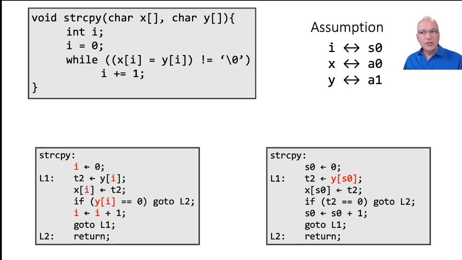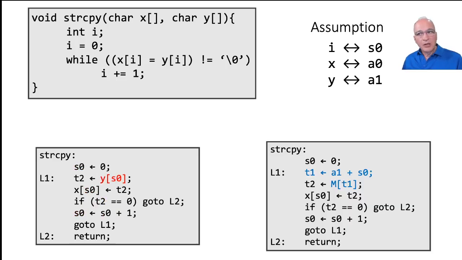Next, I need to deal with the fact that y sub S0 is in memory, and I need to load that value. In order to load a position of an array from memory, what I need to do is first compute the address and then use a load operation. Thus, what I'm going to do is compute the address of y sub S0, and the address of y sub S0 is A1, which is the base address for y, plus S0, which is the index. I'm not multiplying by 4 because this is an array of characters, and each character occupies a single byte in memory.